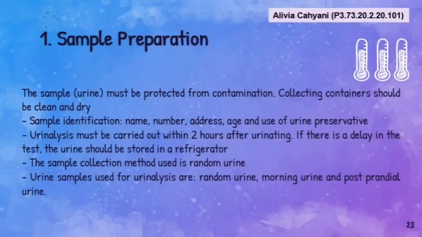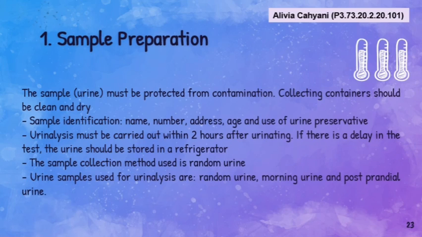A. Pre-analytics. 1. Sample preparation. The urine sample must be protected from contamination. Collecting containers should be clean and dry. Sample identification: name, number, address, age, and use of urine preservative. Urinalysis must be carried out within 2 hours after urinating. If there is a delay in the test, the urine should be stored in a refrigerator.